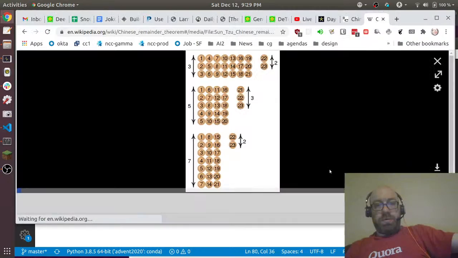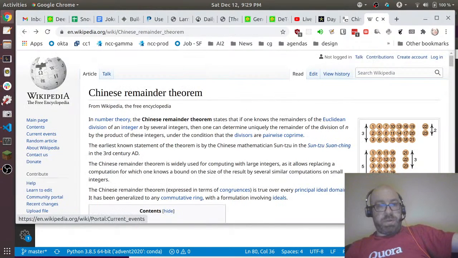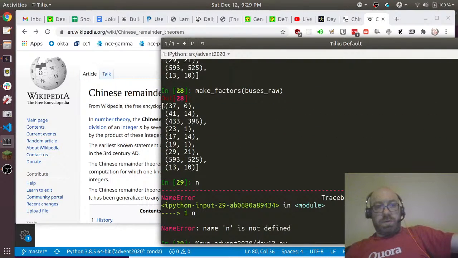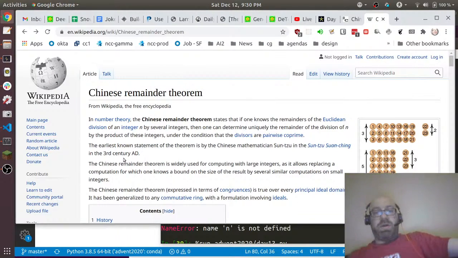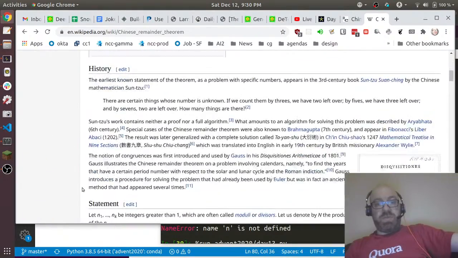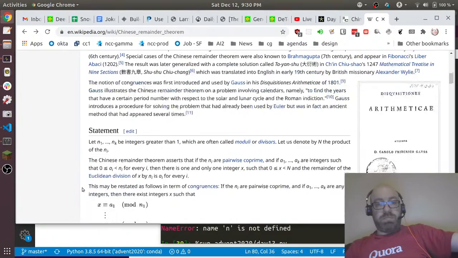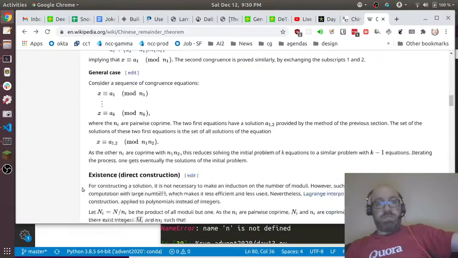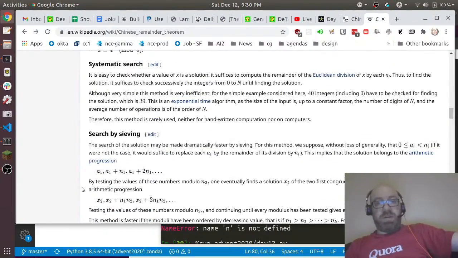And so if that's the case, then... I didn't want that picture either. So I said, based on my inputs, I need to find a number that when you divide by 37, the remainder is 0. When you divide by 41, the remainder is 14. When you divide by 433, the remainder is 396. Divide by 23, the remainder is 1, and so on. And of course, I know the Chinese remainder theorem exists and is relevant, but I don't know off the top of my head how to solve it. And I'm too tired to figure it out.